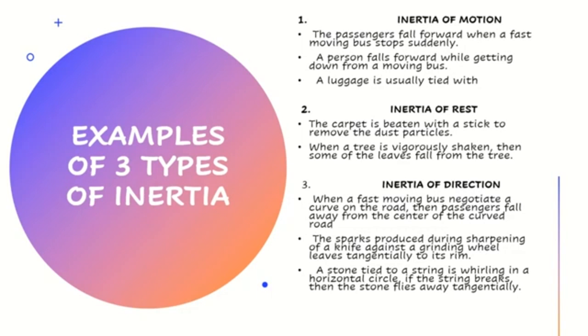Third, inertia of direction. When a fast moving bus negotiates a curve on the road, then passengers fall away from the center of the curved road. The sparks produced during sharpening of a knife against a grinding wheel leave tangentially to its rim. A stone tied to a string is whirling in a horizontal circle. If the string breaks, then the stone flies away tangentially.